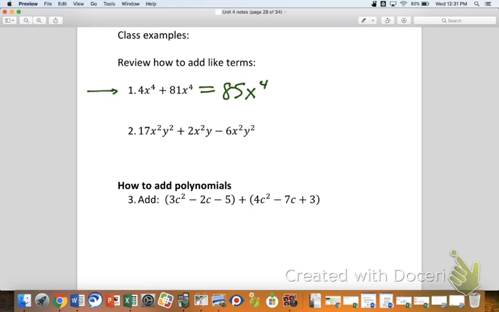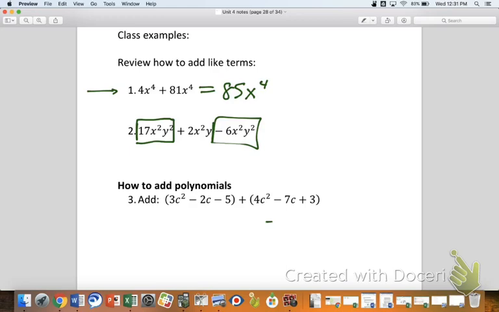What do you guys think of number 2? 17x squared y squared plus 2x squared y minus 6x squared y squared. Do you see any like terms? Yeah, I do. Which ones are like terms? 17x squared y squared minus 6x squared y squared. That one and then the end one. So in other words, the first one and the third one, right? Would you guys agree that the ones that I put in boxes are like terms?